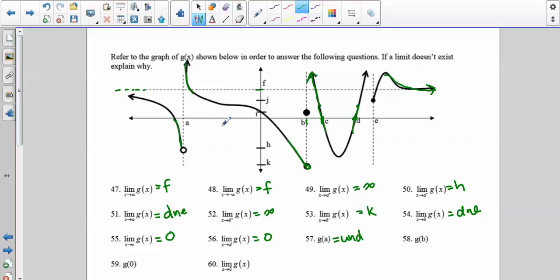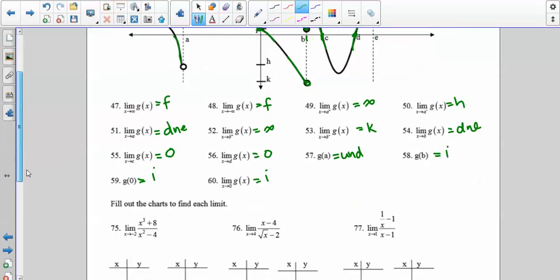For g of b, we do have a filled in value right here. It looks like that y value is I. And for g of 0, that's this filled in value right here, which is I. The limit as x approaches 0, we can approach 0 from the left, we can approach 0 from the right, but they're both also I.